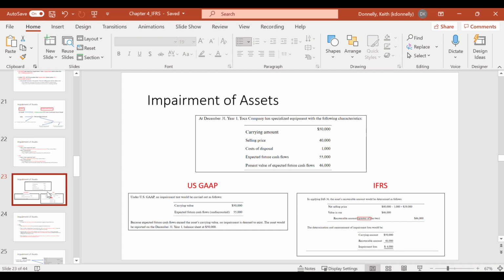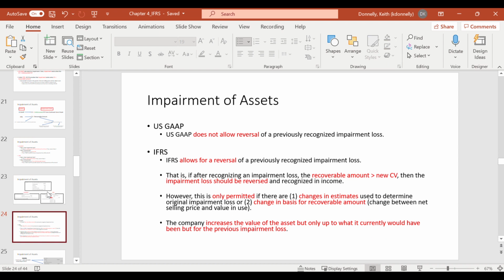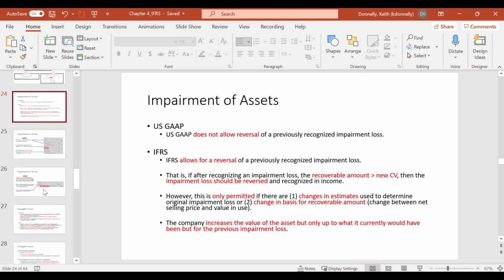So this right here is just showing an example of how you might do it under US GAAP and IFRS for determining the amount, whether there's impairment, and if there is, how we would quantify it. You can look at this. And then finally here, we'll stop after a few more slides once we get done with impairment of assets.